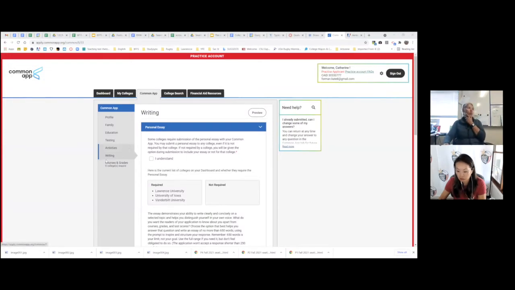I think we hit activities. Now keep in mind, what we've been looking at and going through is just the Common App section, right? This is that space that all colleges are going to get the same information from all of you in this space and in this tab. So again, you'll do profile, family, education, testing, activities, and then we get to the really fun part, the writing.